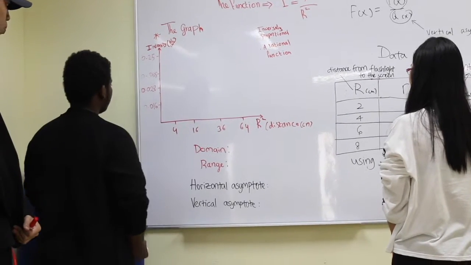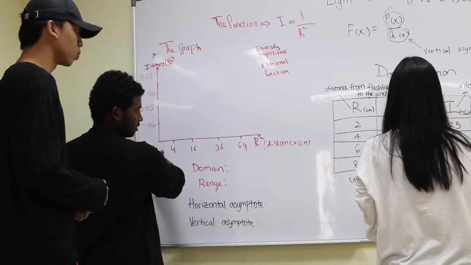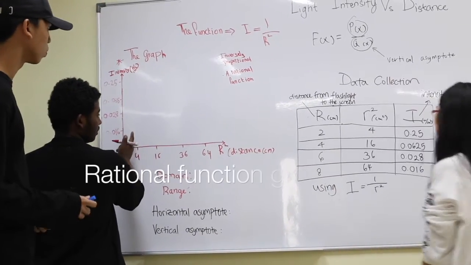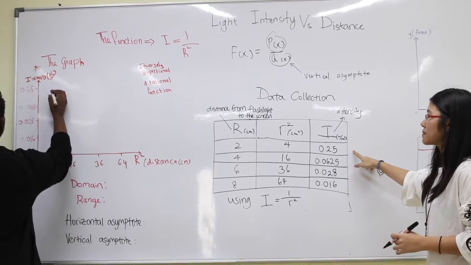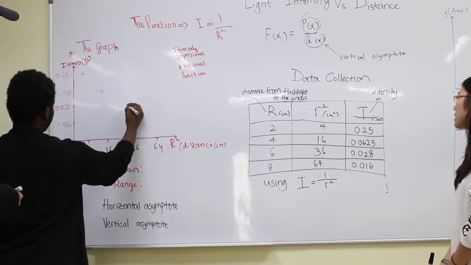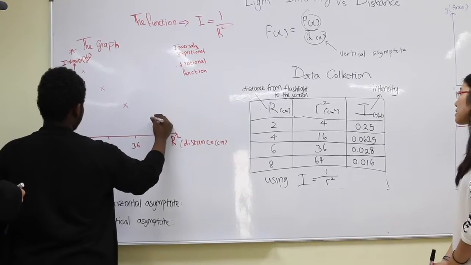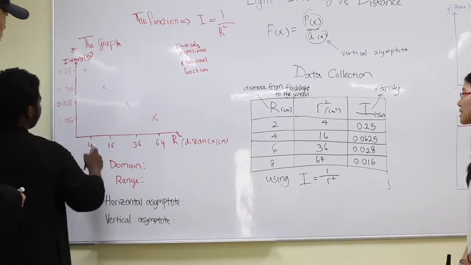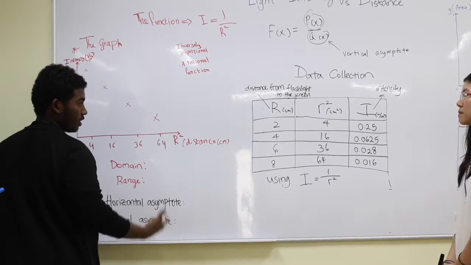When I go closer, the circumference is smaller, so the area which the light covers is smaller. But when I move backwards and the distance increases, the area becomes larger. Function. So we're going to plot our points. When r squared has a value of 4, our intensity will be 0.25. Then 16 gives 0.0625, 36 gives 0.028, and 64 gives 0.016.